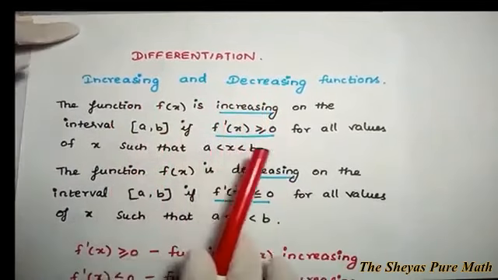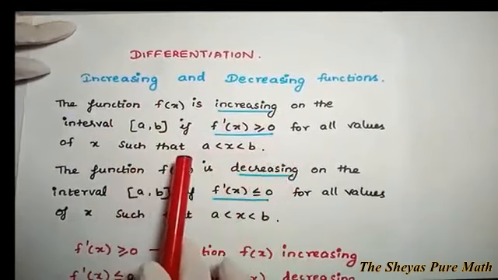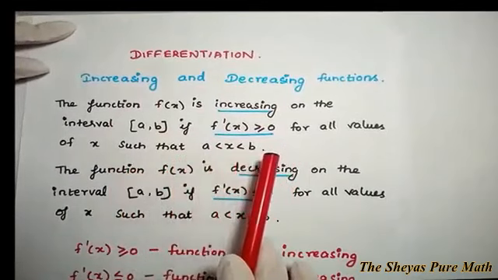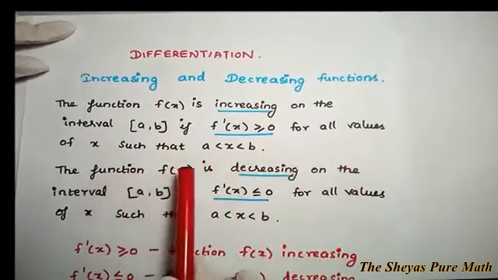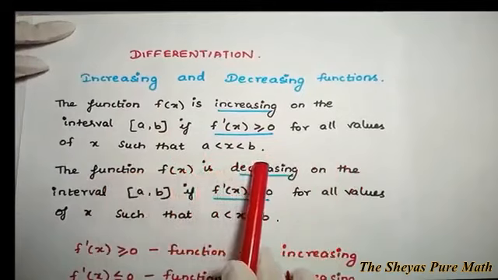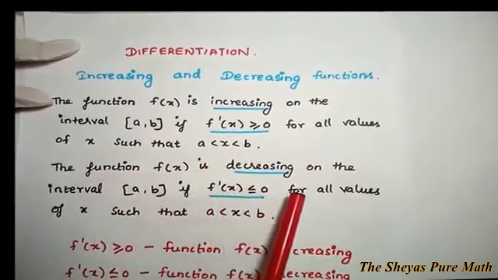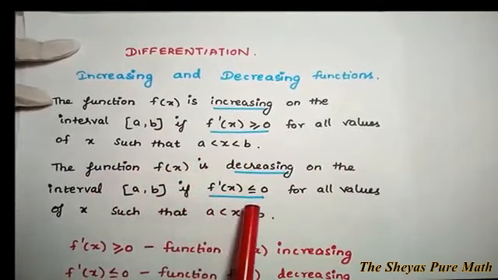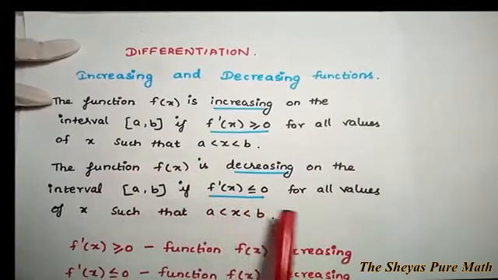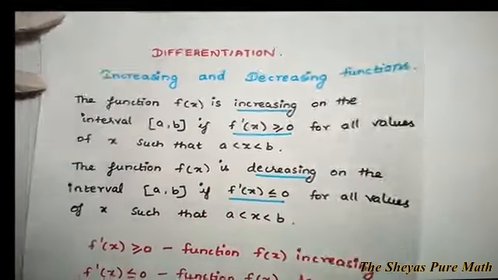The function f of x is increasing on the interval a to b if f dash of x is greater than or equal to 0 for all values of x such that a is less than x less than b. The function f of x is decreasing on the interval a to b if f dash of x is less than or equal to 0 for all values of x such that a is less than x less than b.